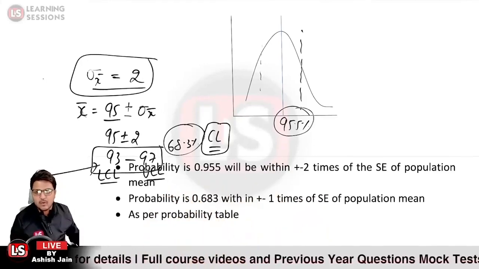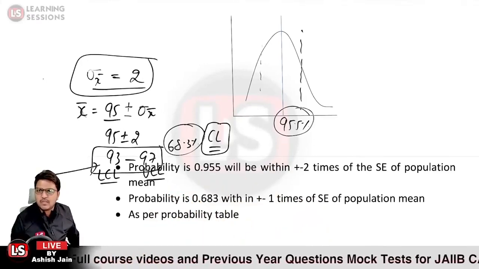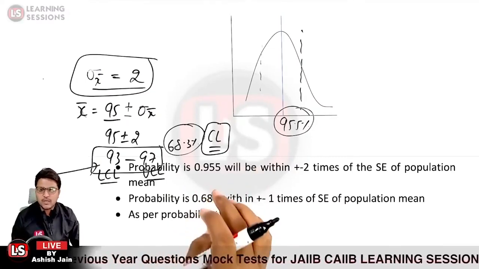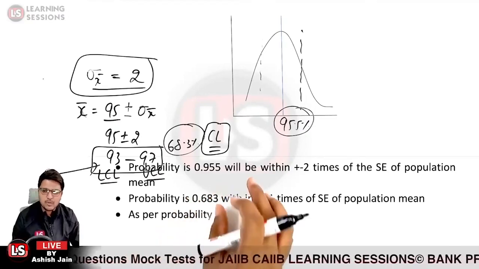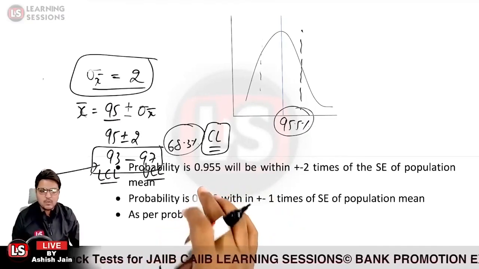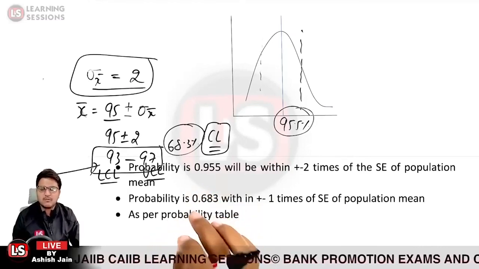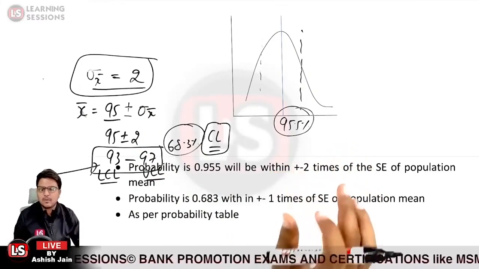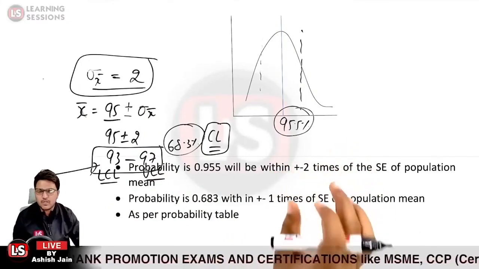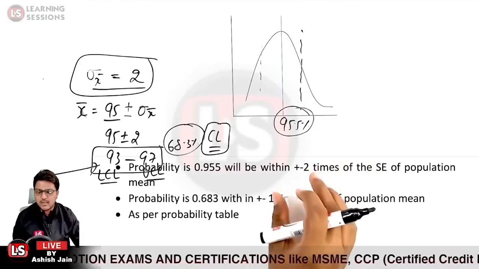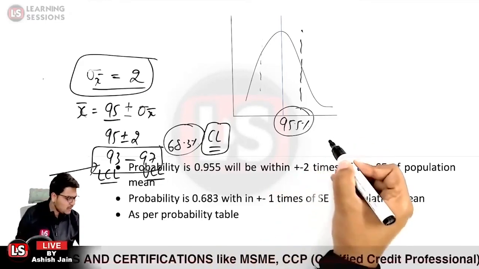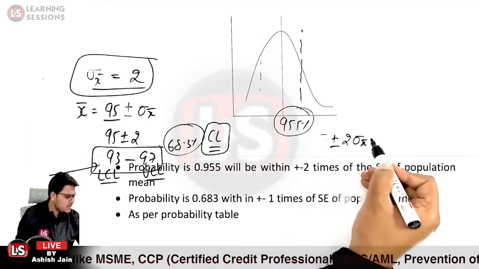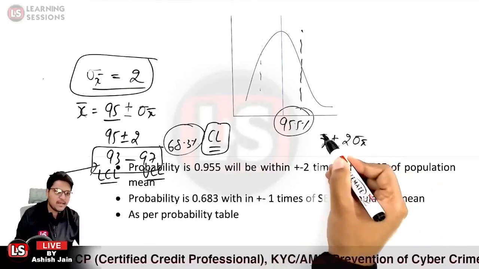If we want an interval with 68.3% confidence, it will be the mean plus or minus 1 times sigma x bar. And if we want to calculate at 95.5% probability, that is, that most of the terms of the population would lie under the estimated interval itself, in that case it will be x bar plus or minus 2 times sigma x bar. In that particular case, we'll be multiplying it by 2.